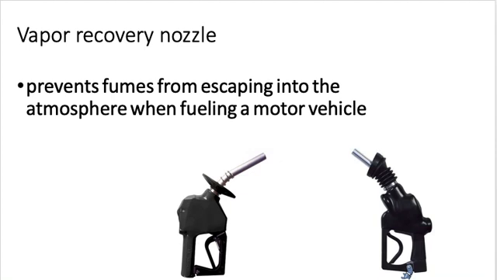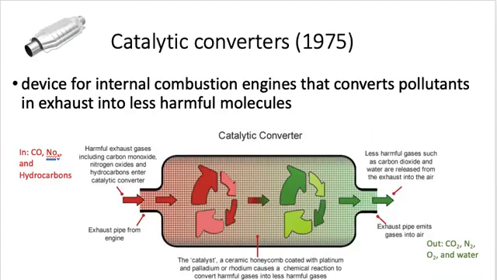The first one we're going to talk about is vapor recovery nozzles. These are actually what we use at the gas station when we go to pump our own gas. I don't think I've ever used anything different. But basically what it does is it prevents fumes from escaping into the atmosphere when fueling a motor vehicle. So there's kind of a shut off and a shut on until you have to turn it on in order to release those vapor molecules again into the air. So we're not just releasing them anytime we pull that nozzle off.